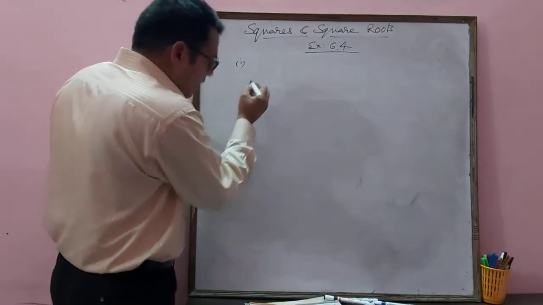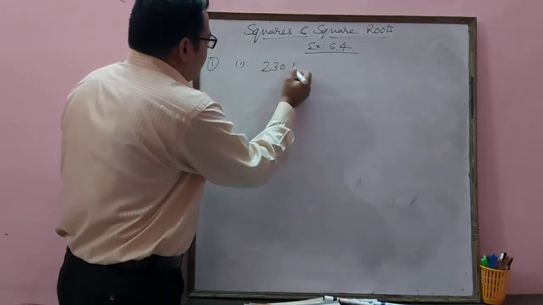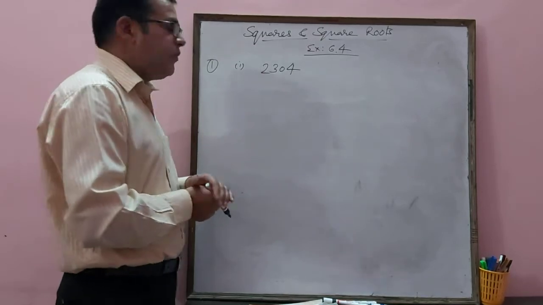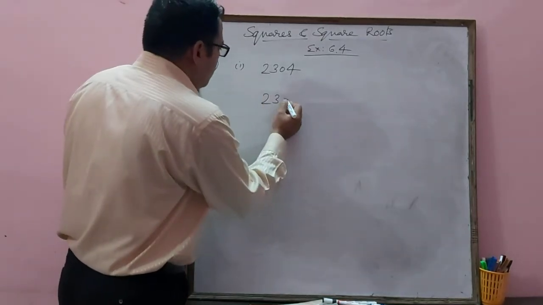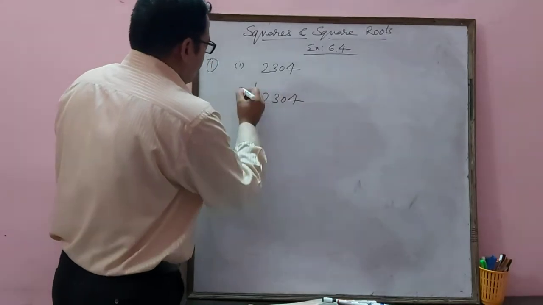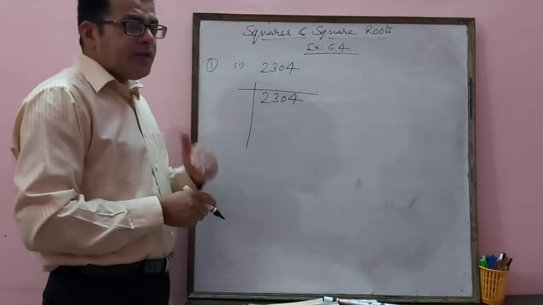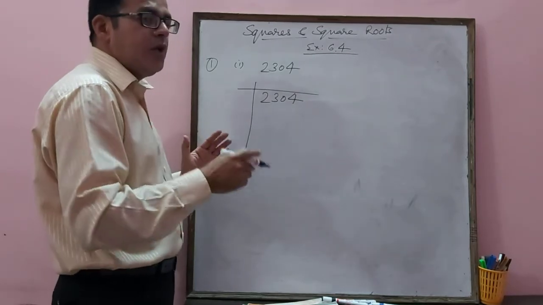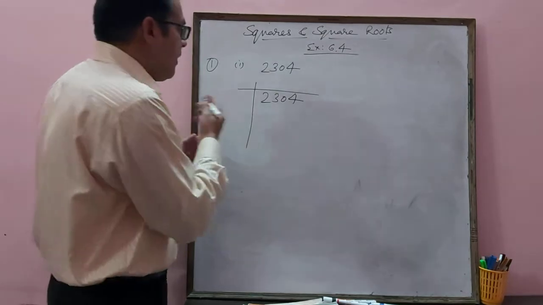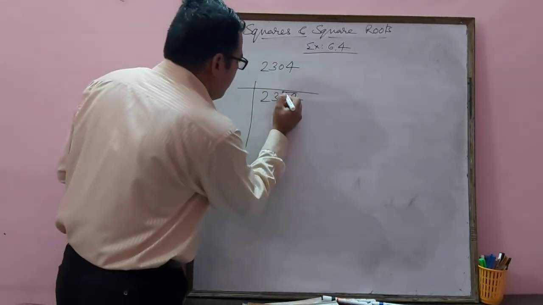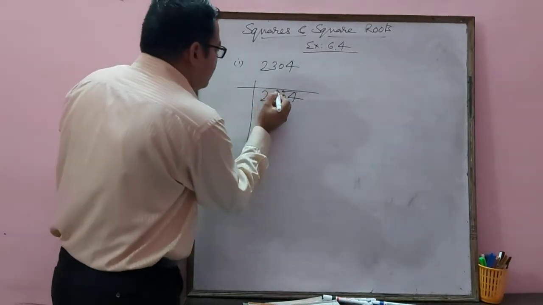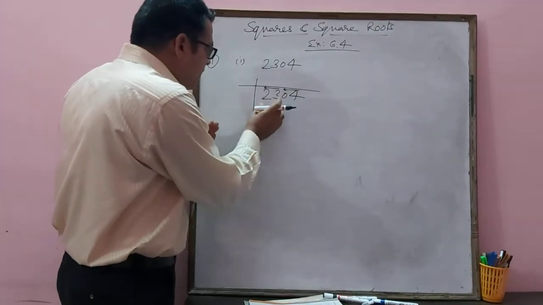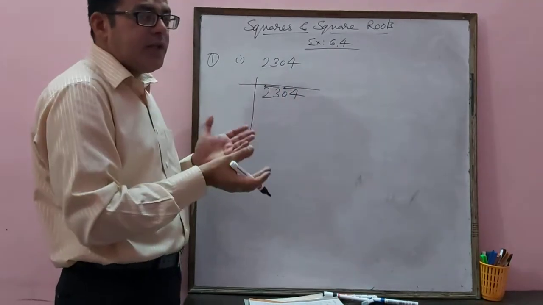Question is 2304. We have to find a square root of this number. So let's start how we can do. Very first thing what I explained, you need to make groups. Groups you can make right to left. So this is first group of 0 and 4 and this is second group of 3 and 2. So first group is 23 and second group is 04, that is 4.